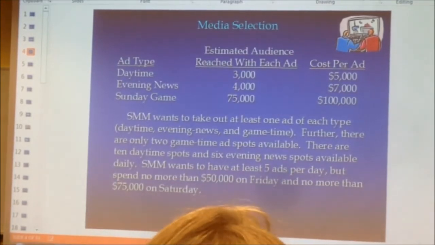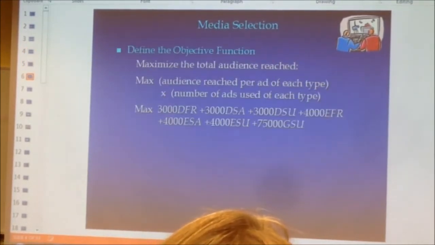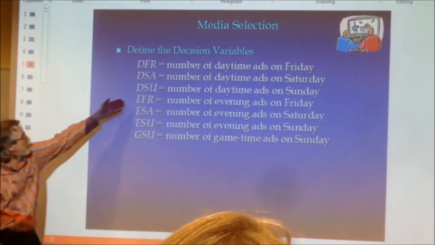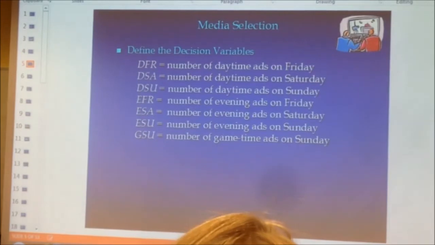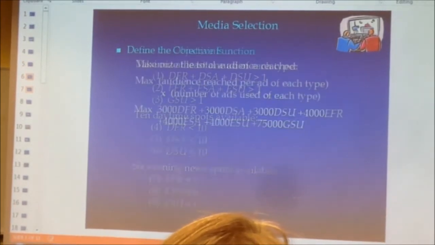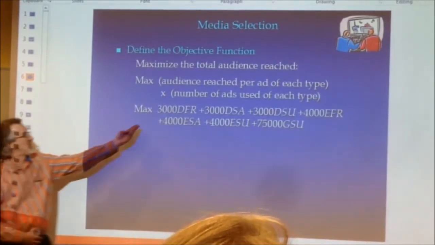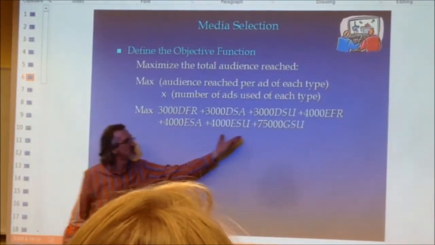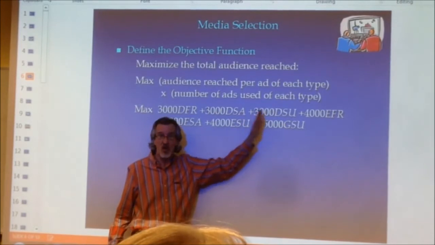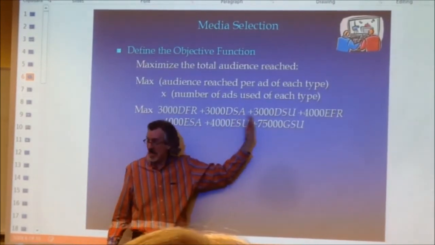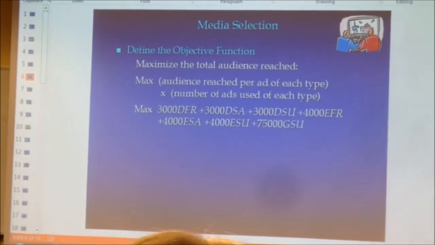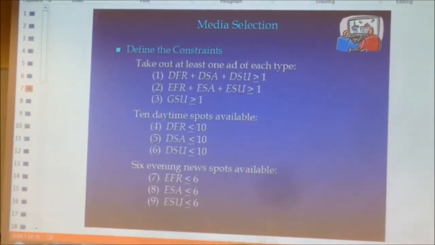All right, and here's what it looks like. In this case, here are our 7 variables. Daytime, daytime, daytime, evening, evening, evening, and the game, just like you said. Here is our objective function. The number reached: daytime reaches 3,000, evening reaches 4,000, game is 75,000. However many we're going to have of each of these ads times the number they're reaching is what we're trying to max. Get the most bang out of the buck.